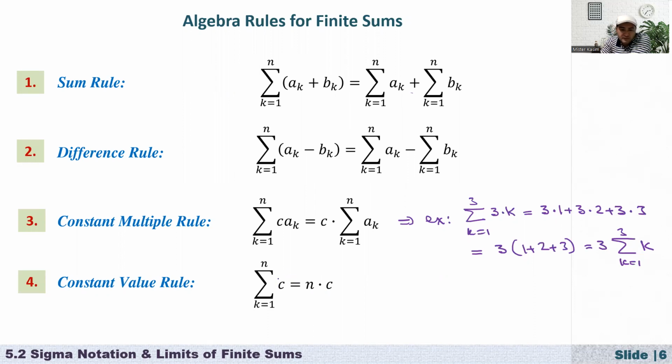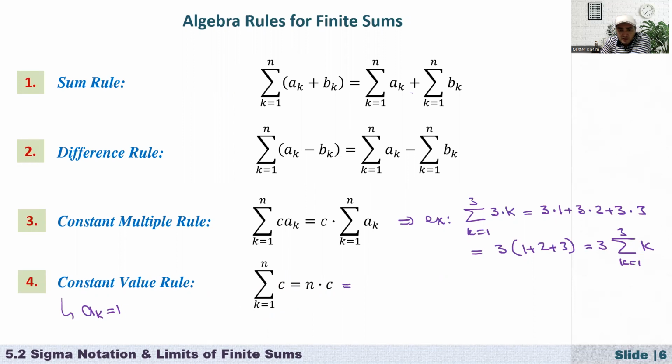It means that here our function a sub k, in this case, is the constant general term of the sequence, equal to 1. Here we have c times a sub k, and that's equal to c times 1, because whatever k is changing, but this one is not changing.